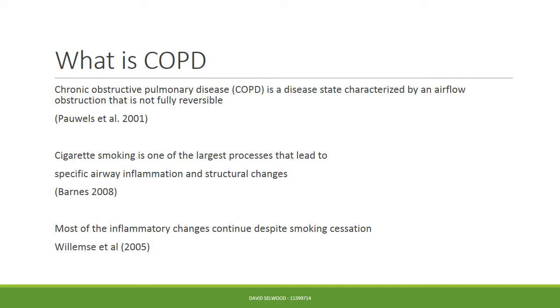So firstly, what is COPD? Basically, Paul describes COPD as a chronic obstructive pulmonary disease, a disease state characterised by an airflow obstruction that is not fully reversible. Barnes 2008 found cigarette-associated noxious agents injure the airway epithelium and drive the key processes that lead to the following specific airway inflammation and structural changes that we will be looking through in a second. And Wilms found that most of the inflammatory changes will continue even though smoking stops.